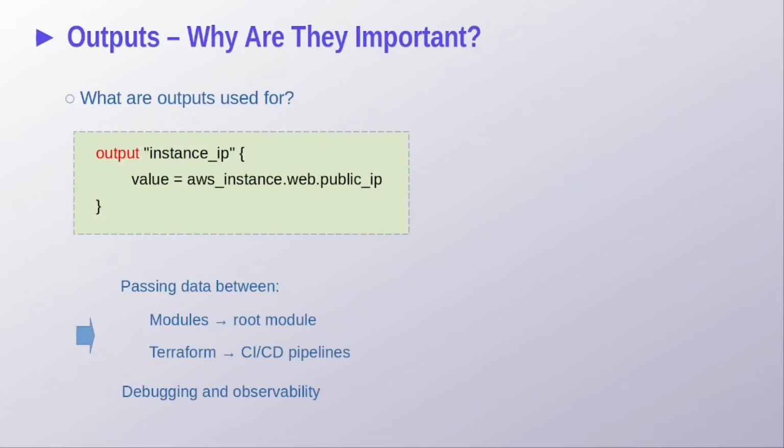Outputs are how Terraform returns information. So after running Terraform apply, Terraform prints the public IP in the terminal.